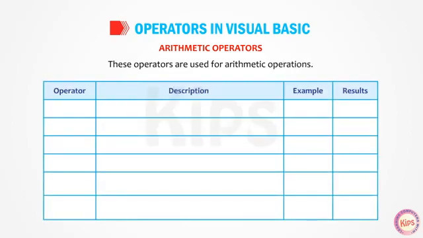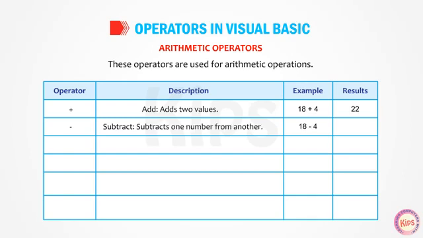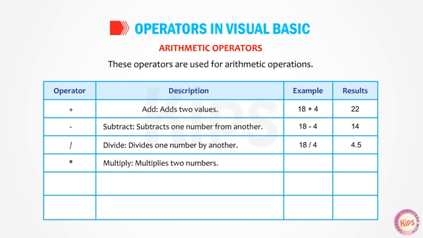Operator, description, example, results. Plus: adds two values. Example, 18 + 4, result 22. Minus: subtracts one number from another. 18 - 4, result 14. Divide: divides one number by another. 18 / 4, result 4.5. Multiply: multiplies two numbers.